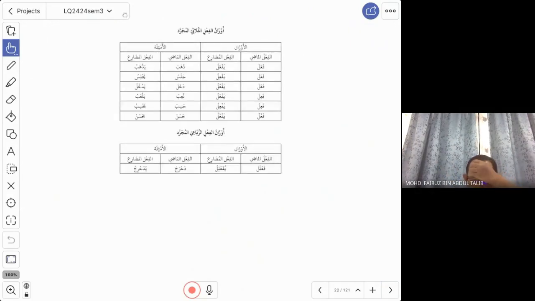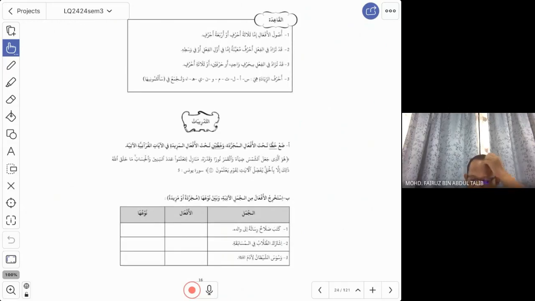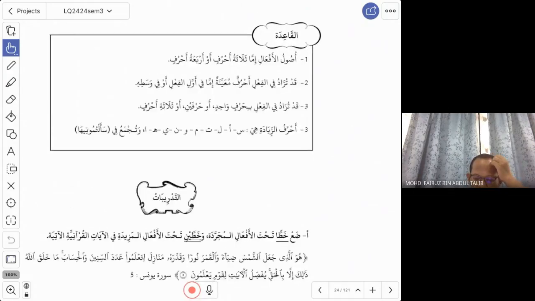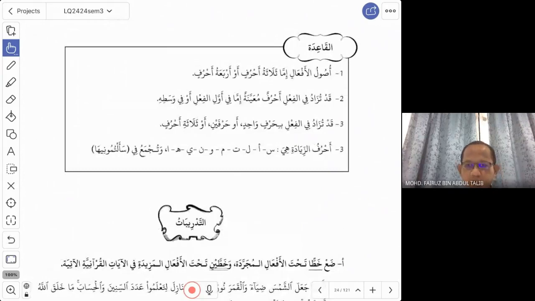Next, we look at this al-qaida. Look at the qaida. Okay, before we go to the notes that I have given in the link in the WhatsApp, we look at the qaida. Then we look at the notes.